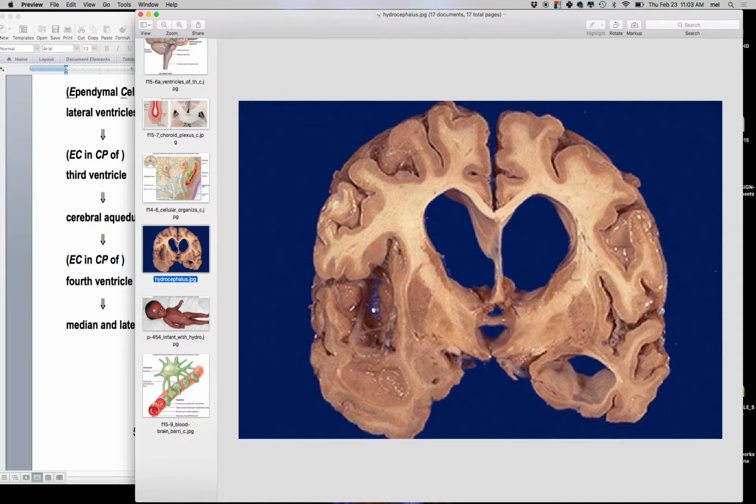And these are the lateral ventricles, and these are also the little tails of the lateral ventricles. Do you see how big those are? Right? This is the 3rd ventricle. This is post-mortem of an infant brain with hydrocephalus.